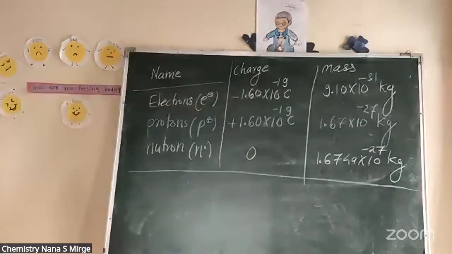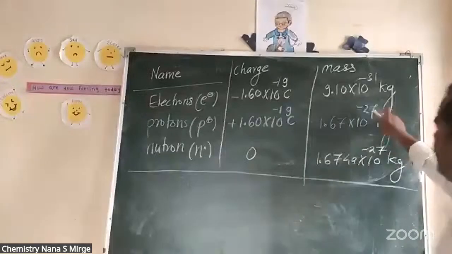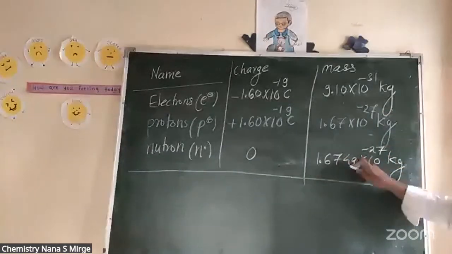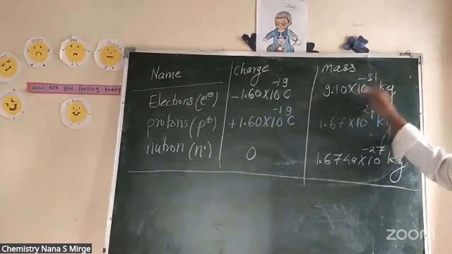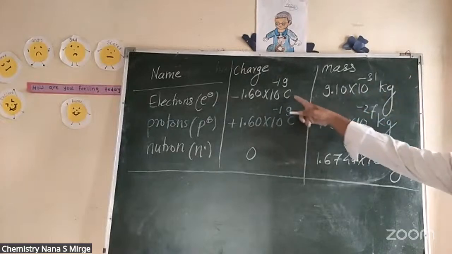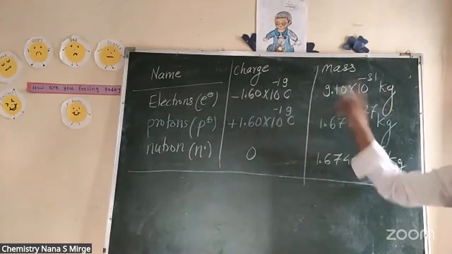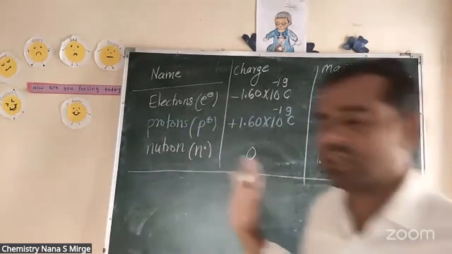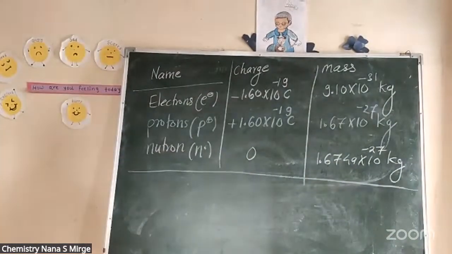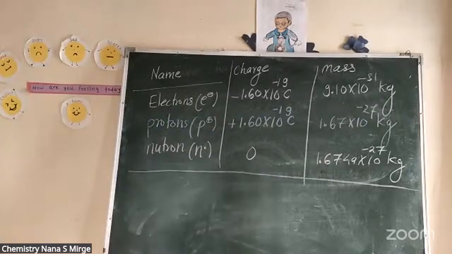Compare the mass: the power minus 27 is somewhat higher, and that is very, very less. Charges are the same. Proton and electron have the same charge. Remember this charge, this is a very important charge.